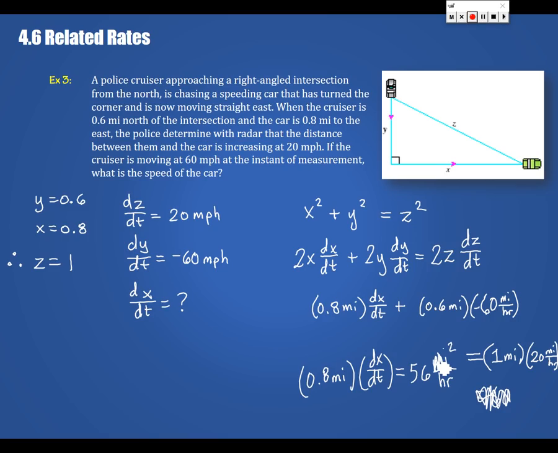When you divide miles squared per hour by miles, you get miles per hour. So what's the final answer? Miles squared per hour per mile. 56 divided by 0.8 is 70 miles per hour.